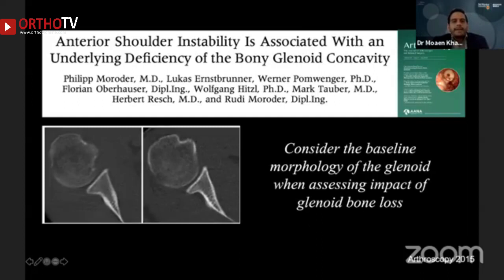Now, looking at anterior shoulder instability, it's important to recognize that there's also baseline morphology of the glenoid that plays a role in the instability. So if you lose a little bit of bone on a flat glenoid, that is certainly more impactful than losing bone when there is a concave glenoid.